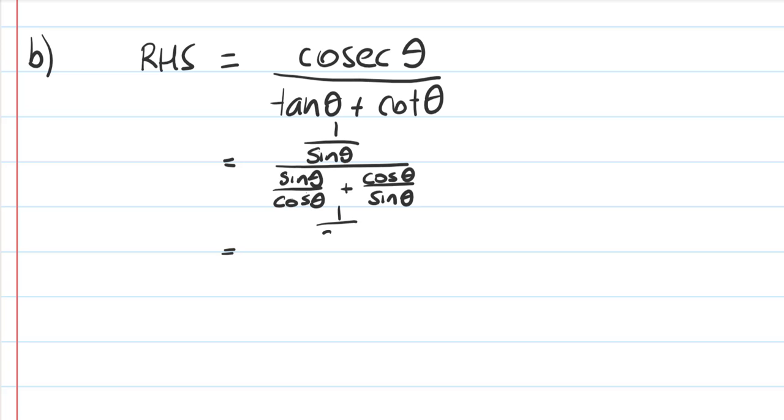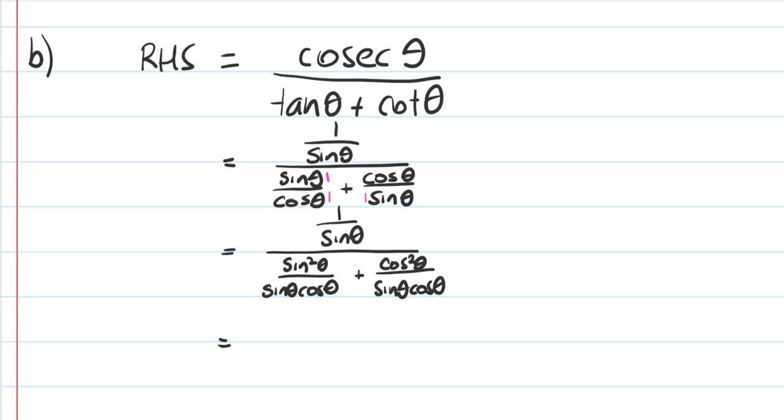So I've got 1 over sine theta here, and then the denominator, I'm going to have sine squared theta over sine theta cos theta. Remember back in year 7, 8 we talked about cross multiplying to get the same denominator. That's my aim here. So I've multiplied this side by sine theta over sine theta so that I end up with a sine theta factor in the denominator. I'm going to do the same thing over here. I get cos squared theta over sine theta cos theta.